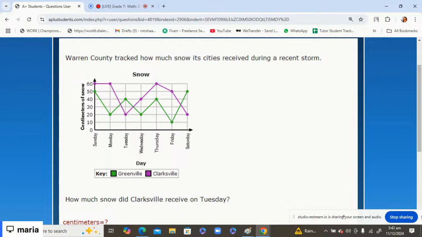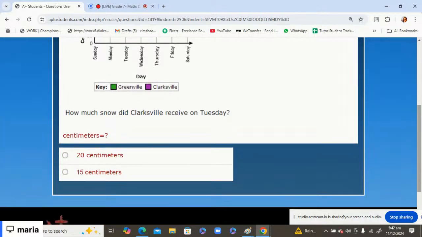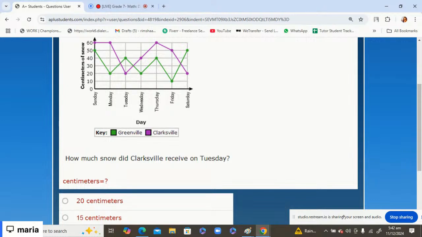Okay, look at here, purple, and on Tuesday when we see, the purple color on Tuesday, that is 20. So we put it here, 20 centimeters. Look at here, purple. So it's 20 centimeters.